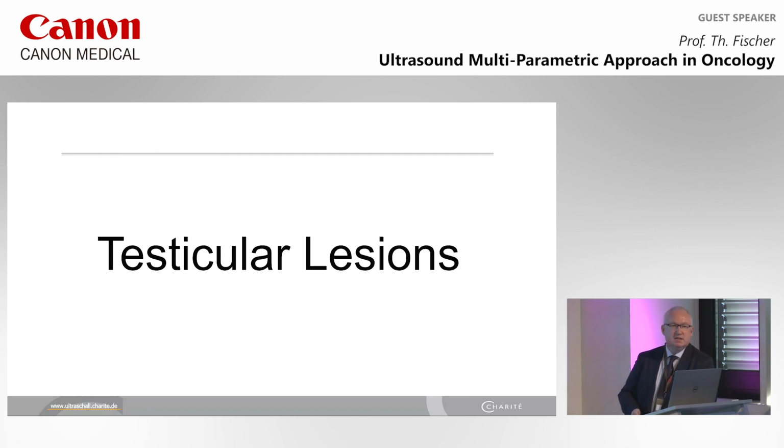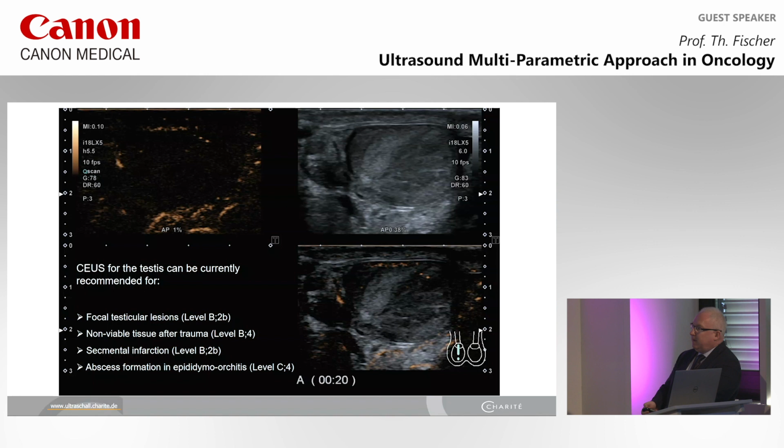So the funny thing is, a little bit smaller, testicular lesion. So can we use also this multi-parametric approach for these kinds of lesions? And if you look once again in the guidelines, there are some recommendations to use contrast-enhanced ultrasound for small focal testicular lesions, for non-viable tissue after trauma. We have a lot of football players in Berlin, so I think that's important to know, or a segmental infarction or for small abscesses.